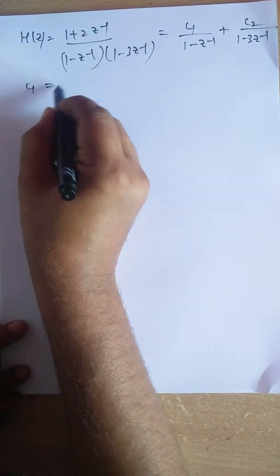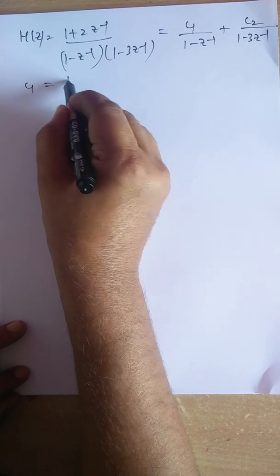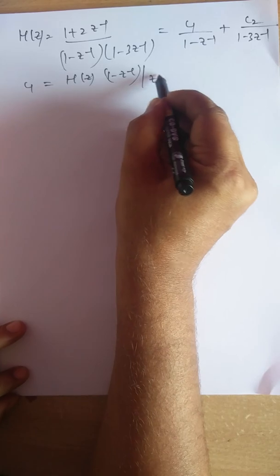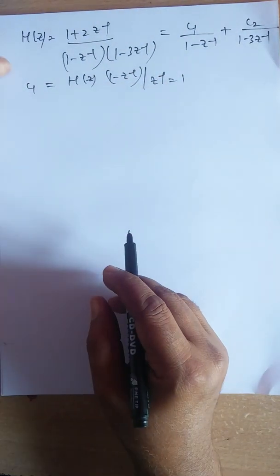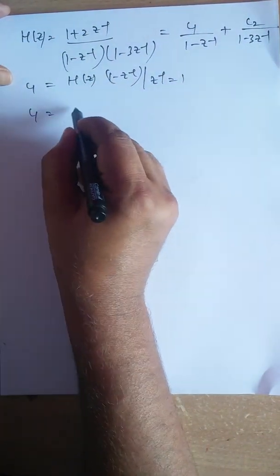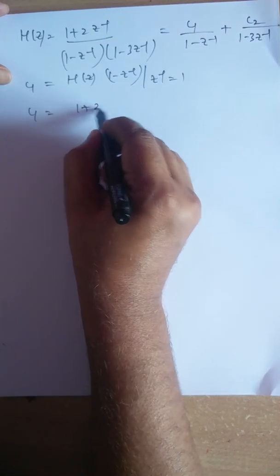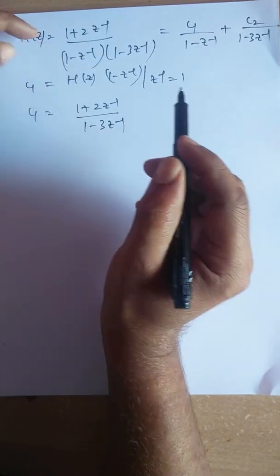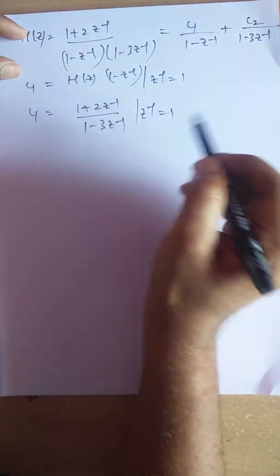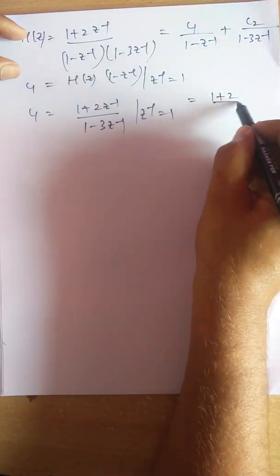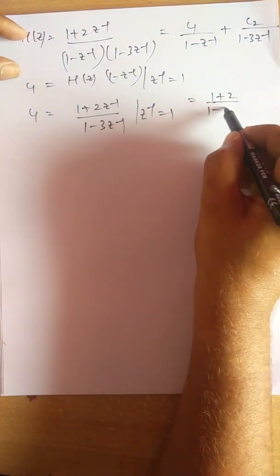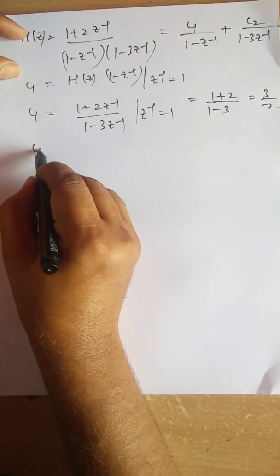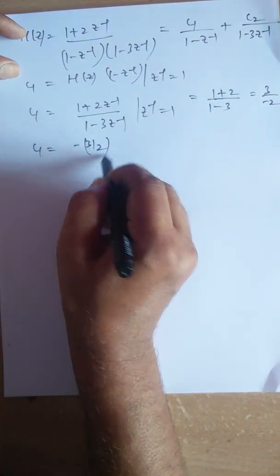We can get the value of c1 by multiplying H(z) by the denominator of c1 and getting the value of z^(−1) by equating the denominator of c1 to 0. Then you get c1 equal to (1 + 2z^(−1)) divided by (1 − 3z^(−1)), as (1 − z^(−1)) gets cancelled, where z^(−1) is equal to 1. It will be (1 + 2) divided by (1 − 3), which is 3 by −2. That is, c1 is equal to −3/2.